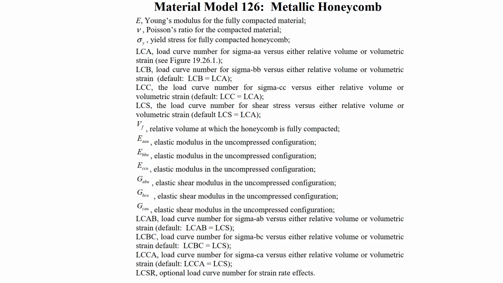Unlike metals, the material properties for honeycomb come in the form of volume fraction as well as stress versus strain curves in the T direction, which is the axial direction of the honeycomb, and then L and W, which are the transverse directions of the honeycomb. These curves are labeled as LCA, LCB, LCC, and so on. Similarly, for shear strength in the TW, WL, and L and T directions, you have curves LCAB, LCBC, and LCCA. So we need to input these as curves inside of LS-PrePost before we are able to define the honeycomb material model.